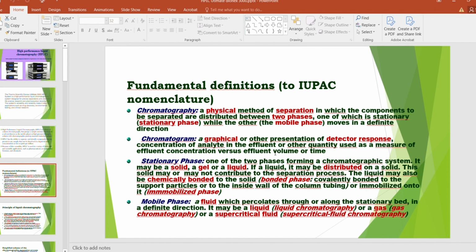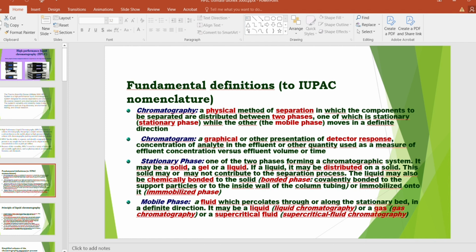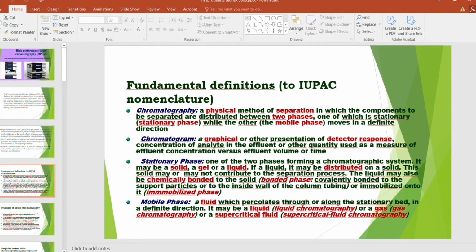Usually it is time. The stationary phase could be a solid, gel, or liquid. The solid may or may not contribute to the separation process. A liquid may also be chemically bonded to the solid, which supports the inside wall of the column tubing. Usually the column we have here has a specific length: 5 to 25 centimeters, and the inside diameter could be 4.5 millimeters. And the flow rate of the pump is usually 1 to 3 ml per minute.